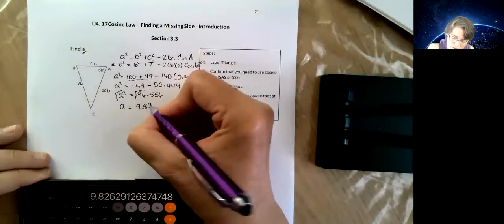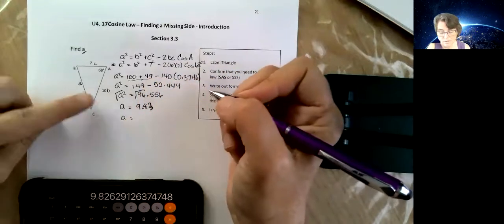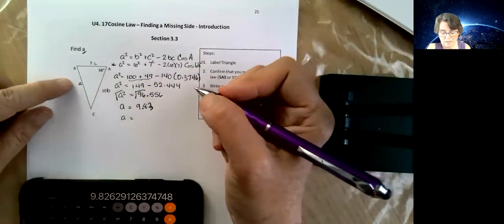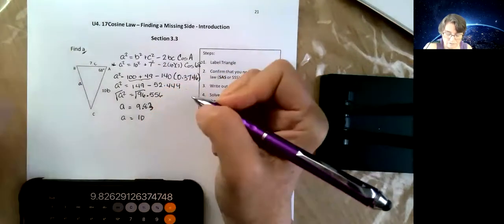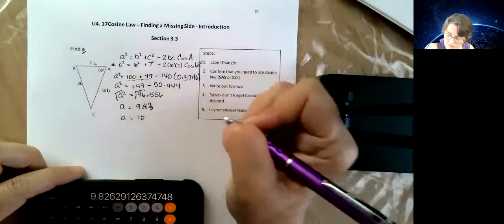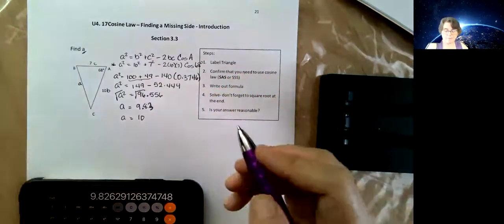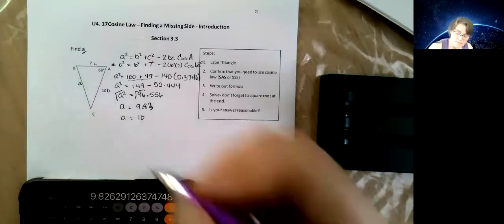9.83. So A is equal to, well, these are all round to 1 whole numbers. So I guess that's going to round to 10. And it didn't have any units, so I guess we're good. Okay. Ta-da! This side's 10.